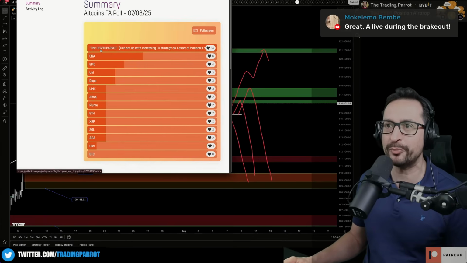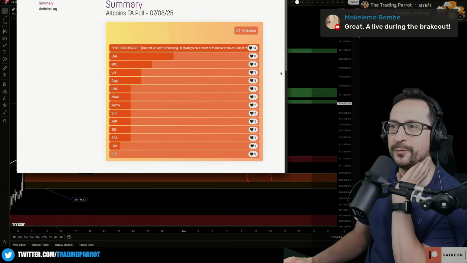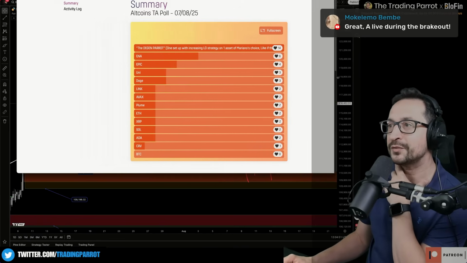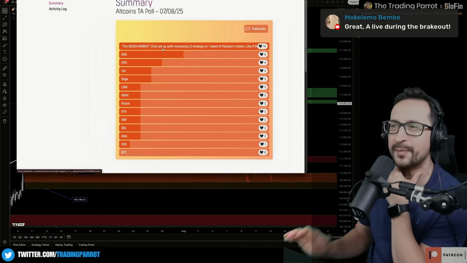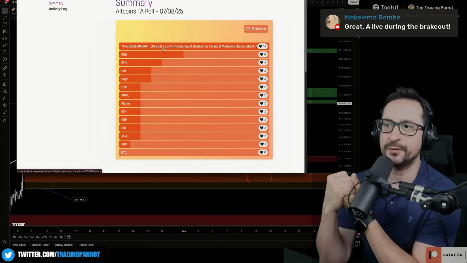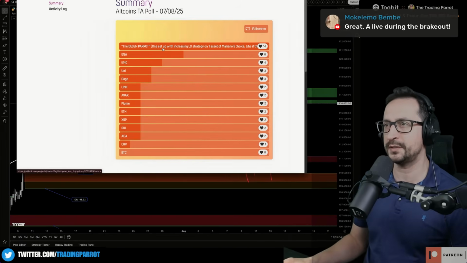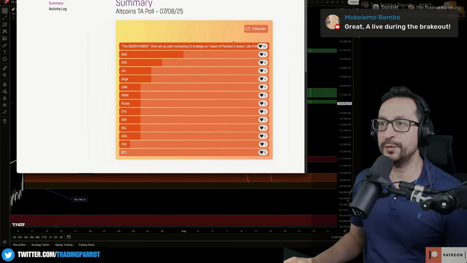And we have at the top one, which is called the Degen Parrot, one setup with increasing LO strategy on one asset of Mariano's choice. Let's see if we get it. What is asset tab? I need a little bit more explanation. What is this? The Degen Parrot, one setup with increasing LO strategy. I'm starting to think that this is something to do with trading bots.